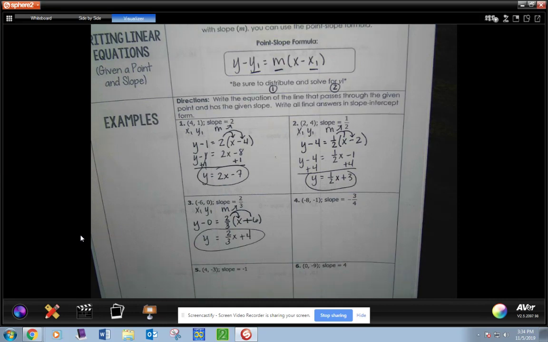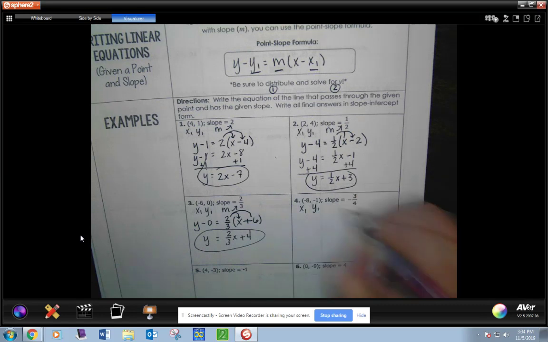For number 4, this is my x1 and my y1. This is my m.